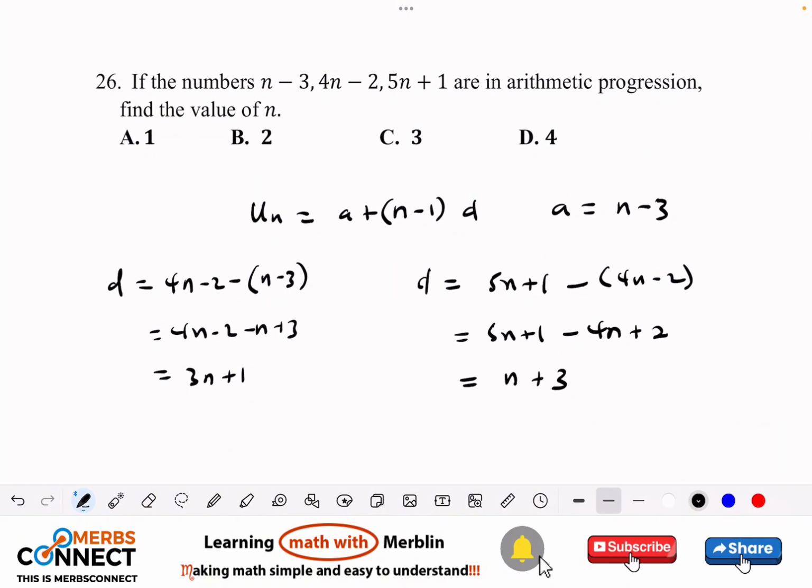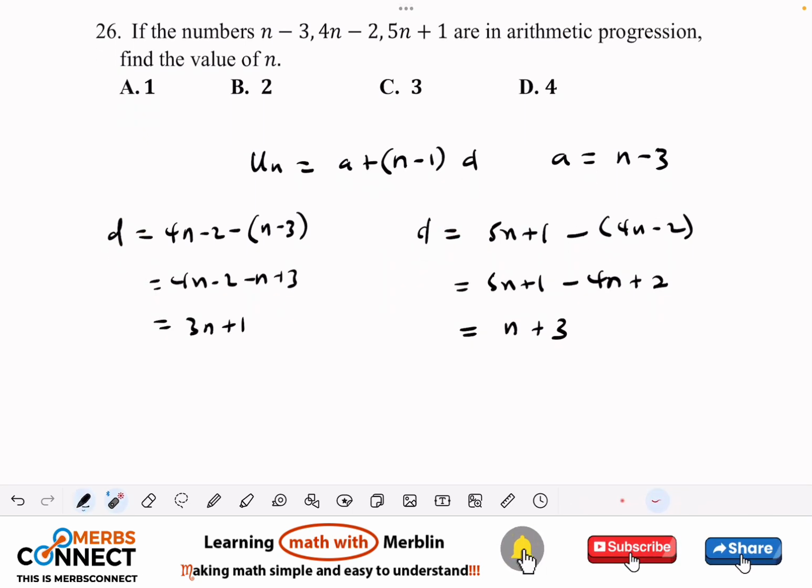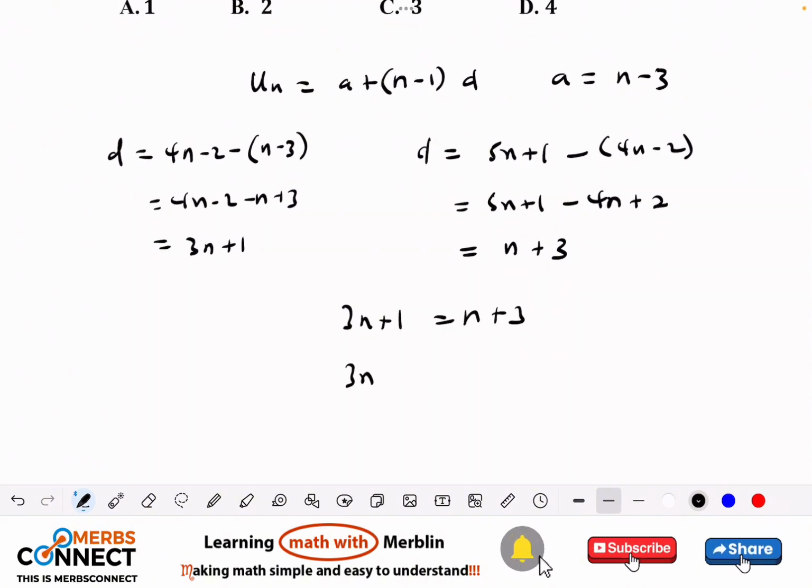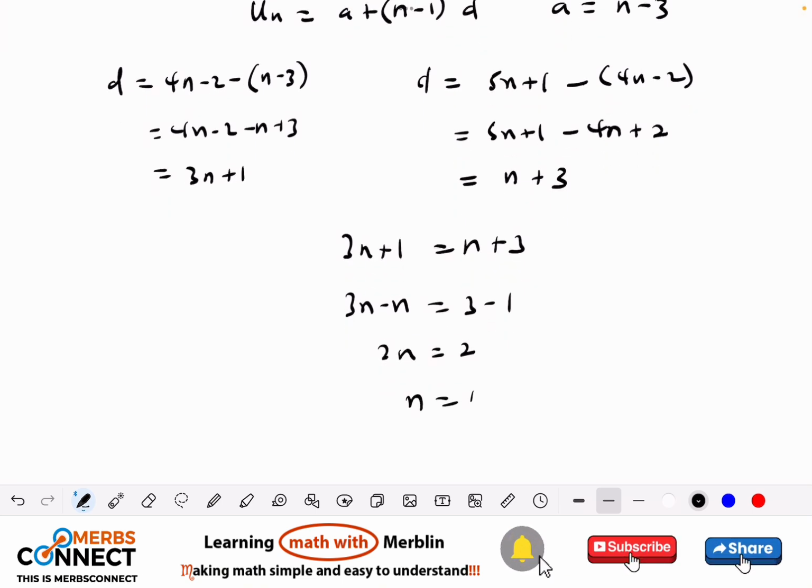So with arithmetic progression, our common difference should be the same. So this and this should be the same. So we can say that 3n plus 1 should be the same as n plus 3, and we find for n. So 3n minus n is equal to 3 minus 1. 2n is equal to 2, and our n should be equal to 1.